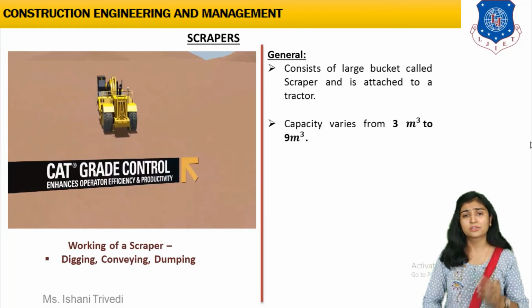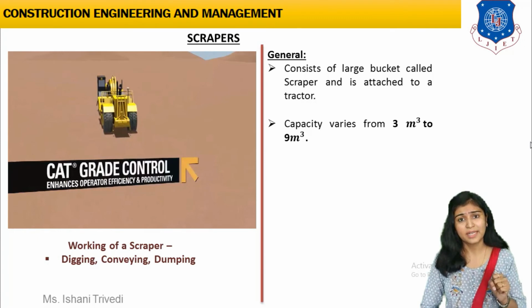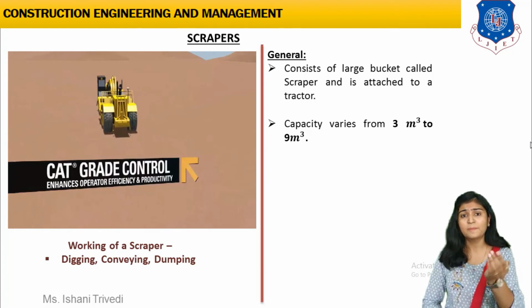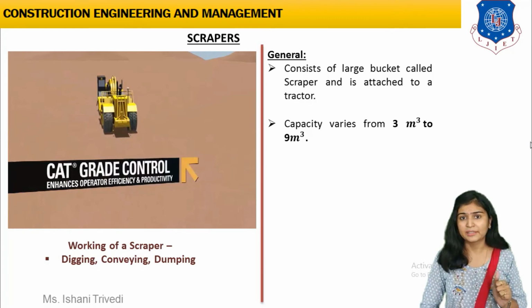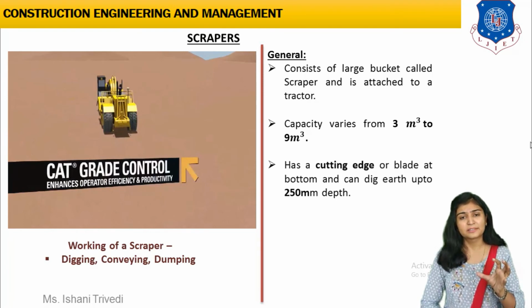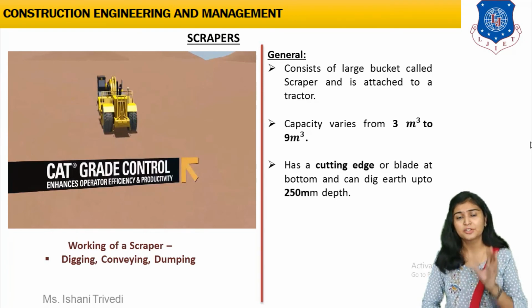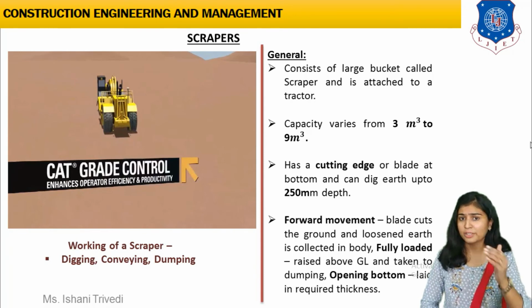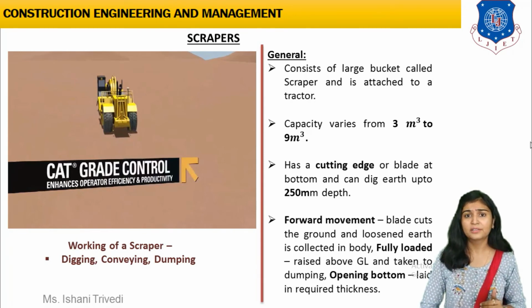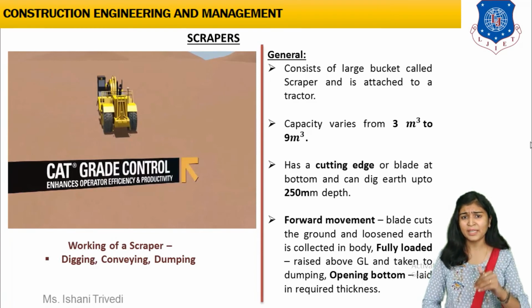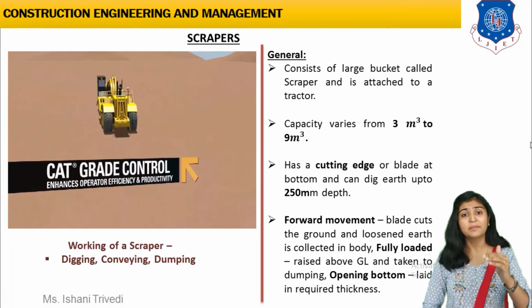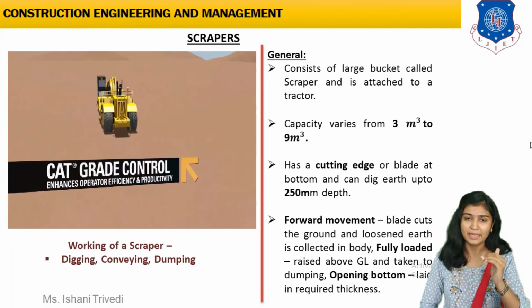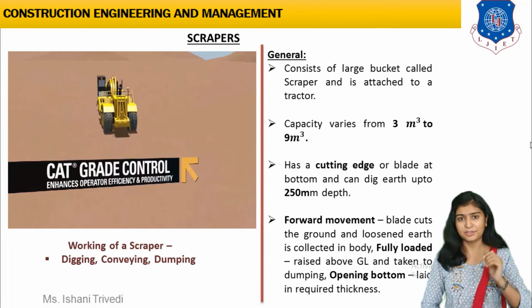We have, it consists of a large bucket. Now this bucket itself is going to be called a scraper because it scrapes out the soil with the help of blades fitted at the bottom. Its capacity varies from 3 meter cube to 9 meter cube, which I already told you. Then it has a cutting edge at the bottom, which you already saw in the clip which was running. And the depth of cut can be maximum up to 250 mm. So there comes a limitation, right?